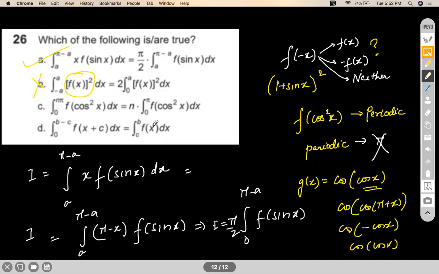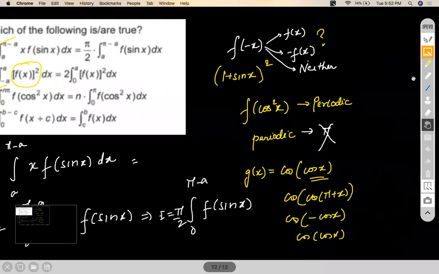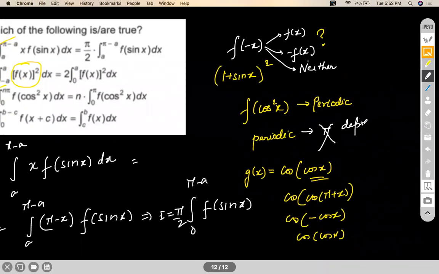Okay, but here there is nothing to worry because the period of f of cos square x will always be either pi or lesser than that. So this property will still hold good. Are you getting my point? So C is also a right option. But saying that the period of f of cos square x is pi, that is not correct. It depends upon your f also.